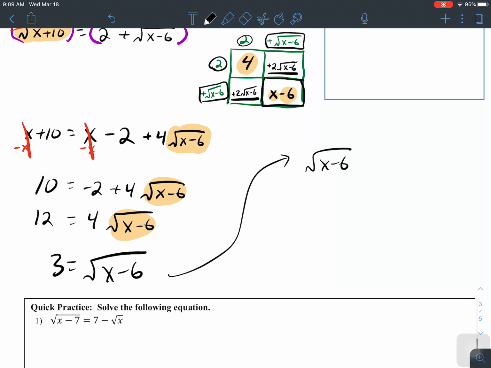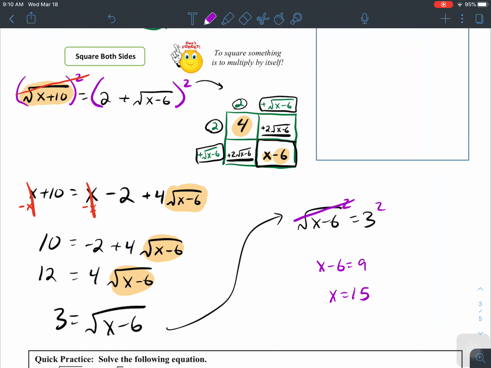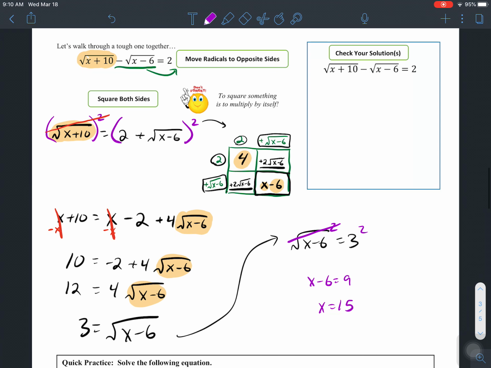Now I'll write it back over here. Square root of x minus 6 equals 3. Now that the radical is by itself, I can square both sides. The square and square root cancel. X minus 6 equals 9. X equals 15. Now your job is to check your answers.